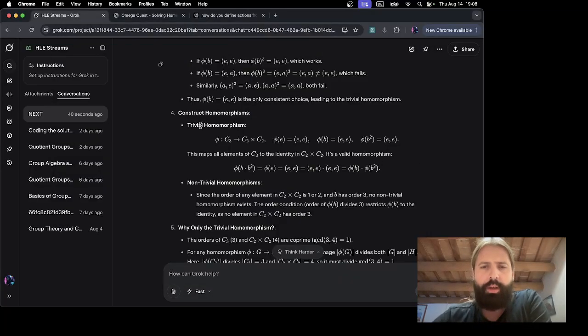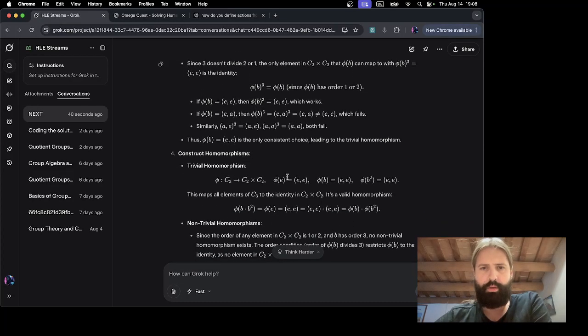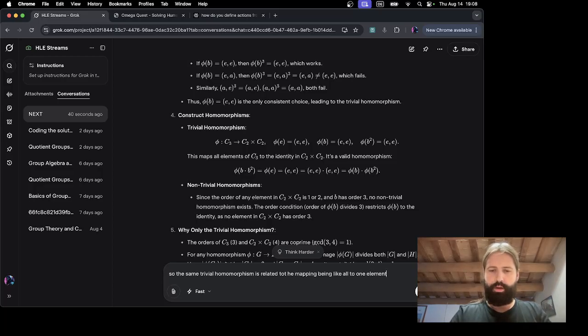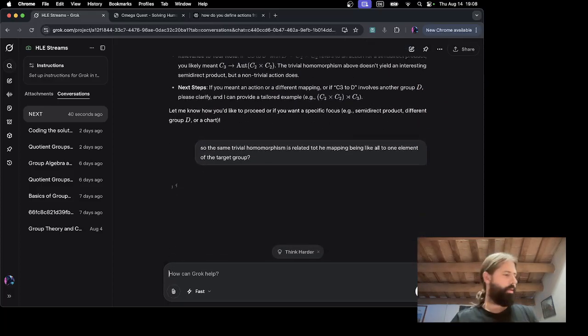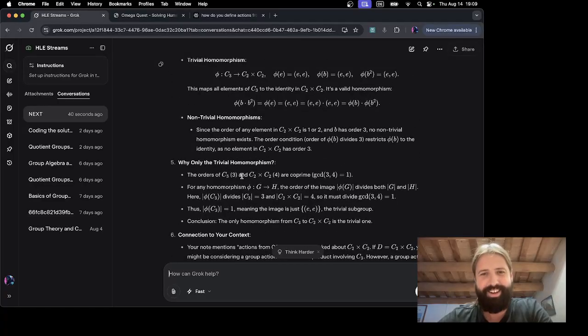So now we're talking about trivial and non-trivial. This maps all elements of C3 to the identity. That's why they call it trivial. The name trivial morphism is related to the mapping being all to one element of the target group. Yes, exactly, because you can always map everything to the identity, and then that sort of works, right?